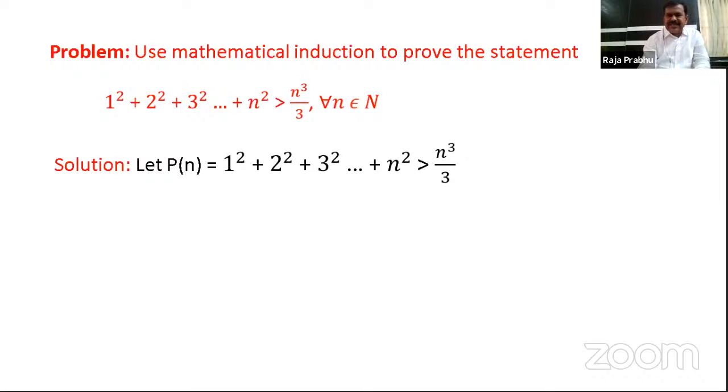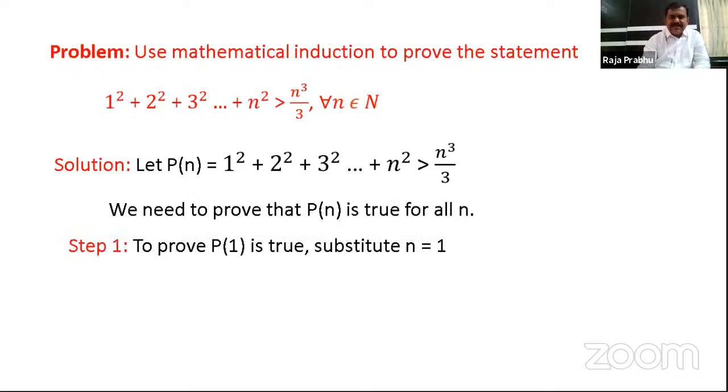For your convenience, you can consider that as P of n. Next, we need to prove it is true for all the values of n. For that, step 1: just verify whether it is true for n equal to 1 or not. N equal to 1 is nothing but verifying up to the first term. The first term itself is 1 square, which is greater than the right side, where in the place of n you substitute n equal to 1. What did we get? 1 cube by 3, which is 1 by 3. So you know that 1 is greater than 1 by 3. Children, is it right? Is 1 greater than 1 by 3 or not? Yes, that is a simple concept. 1 is always greater than 1 by 3, which means it is verified for n equal to 1. By substituting in the place of n, we have got that it is true.